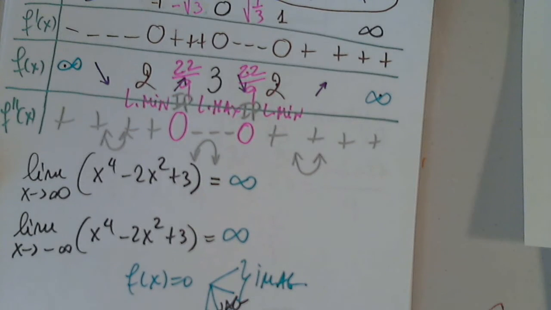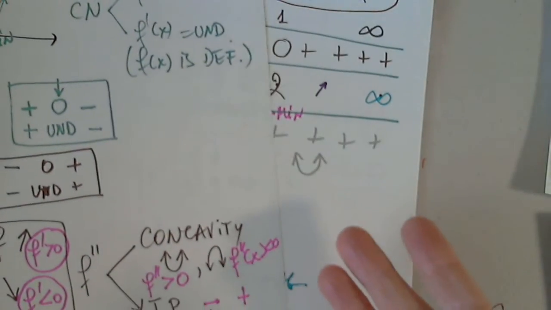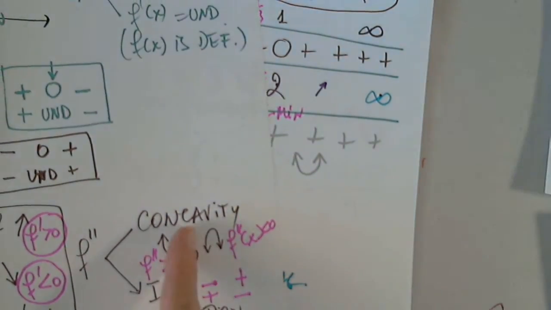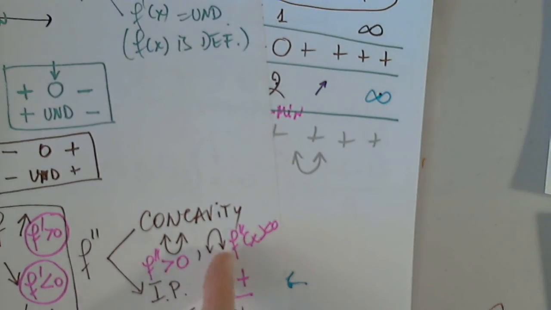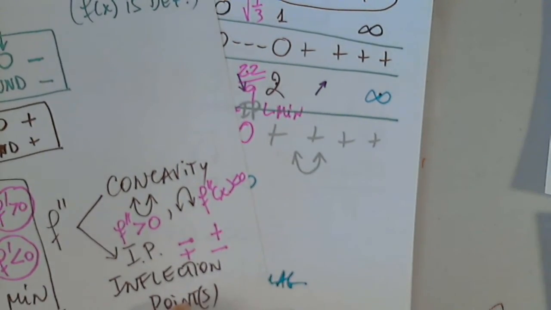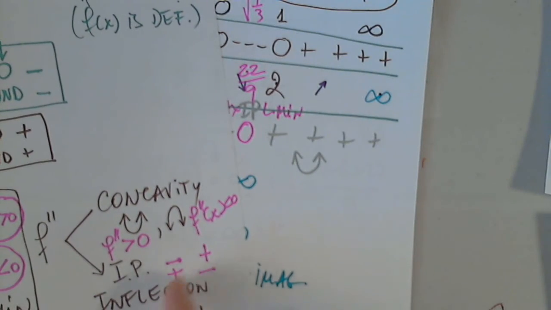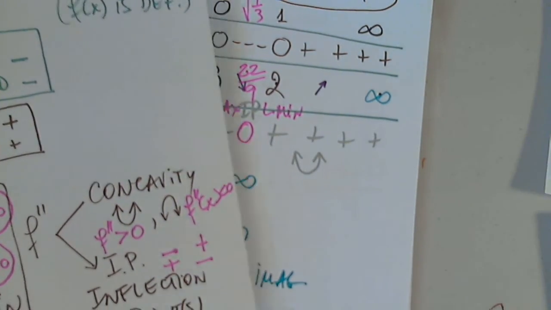So let's summarize a little bit, because I'm going to show you something, but I want to make sure that you understand what I just did. So, okay, coming back here, what did I accomplish? I found the sign of the second derivative, so I know the concavity opening upwards or downwards. And I found the inflection points because the second derivative is 0 and it changes sign at that point.